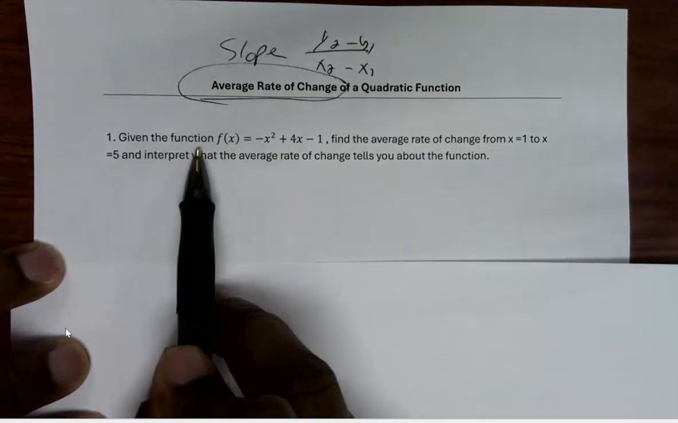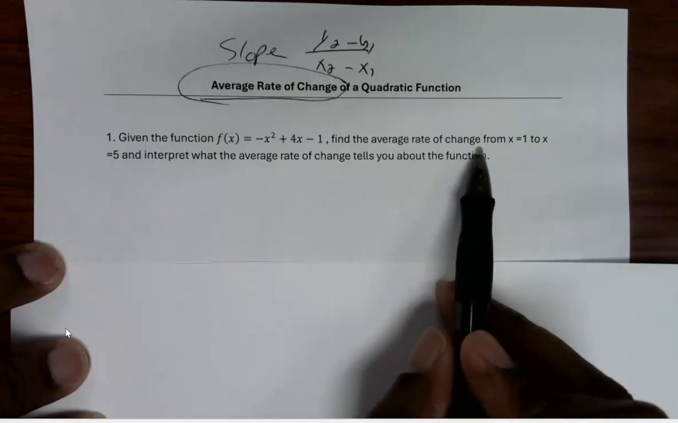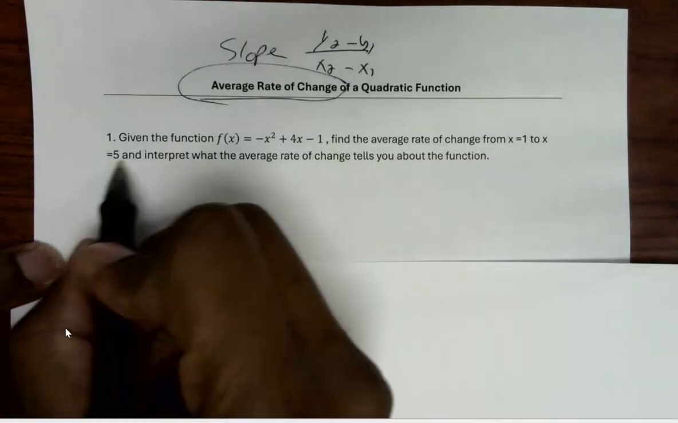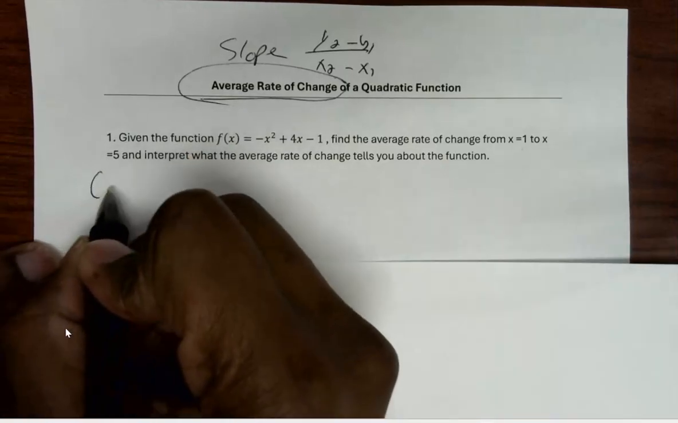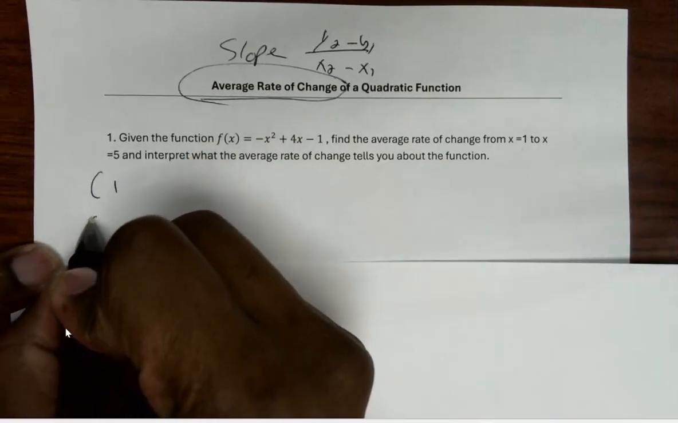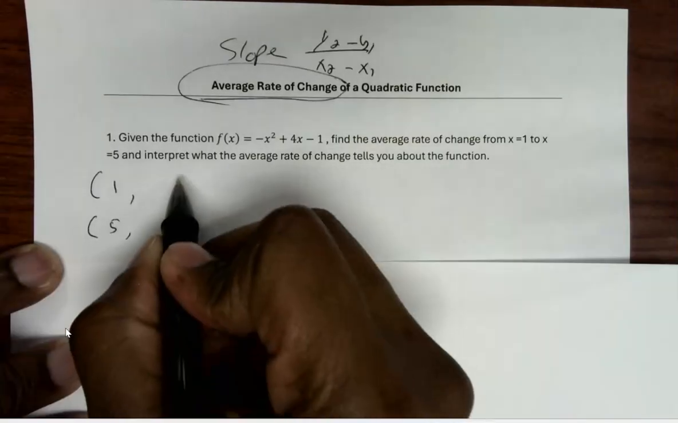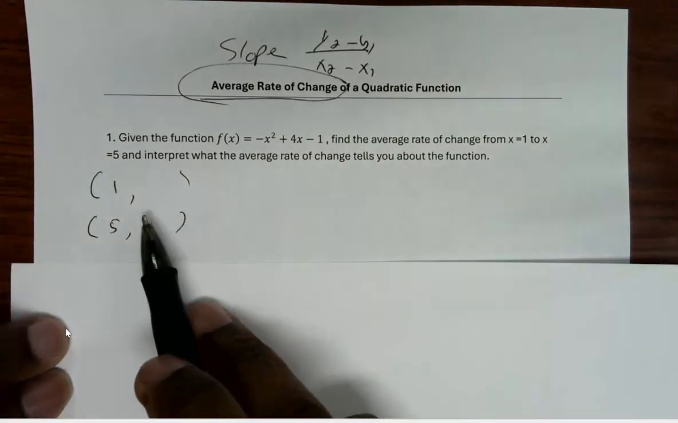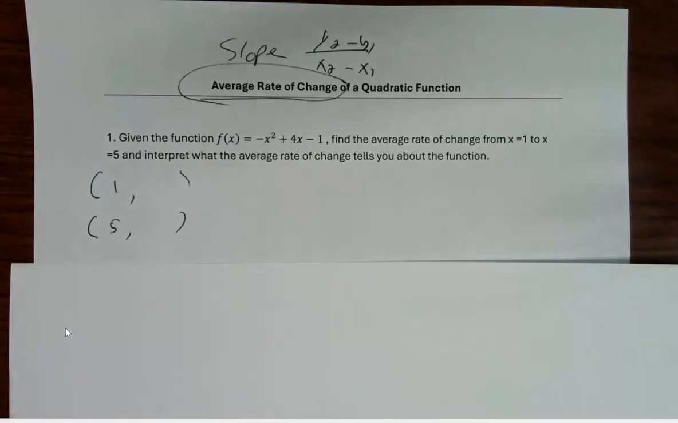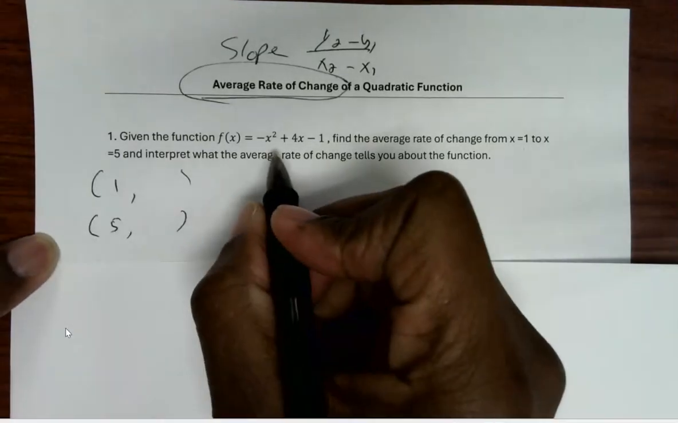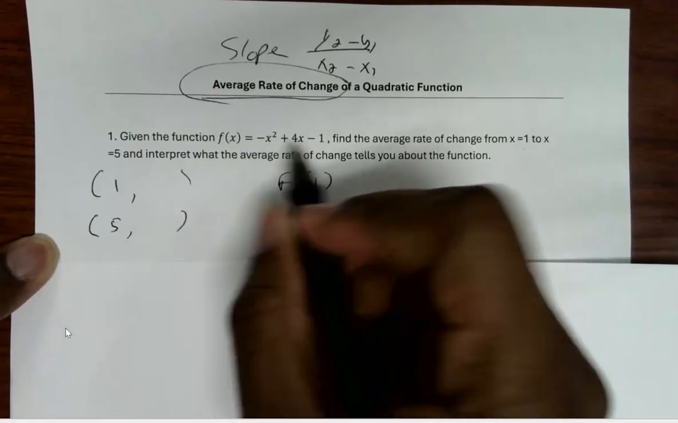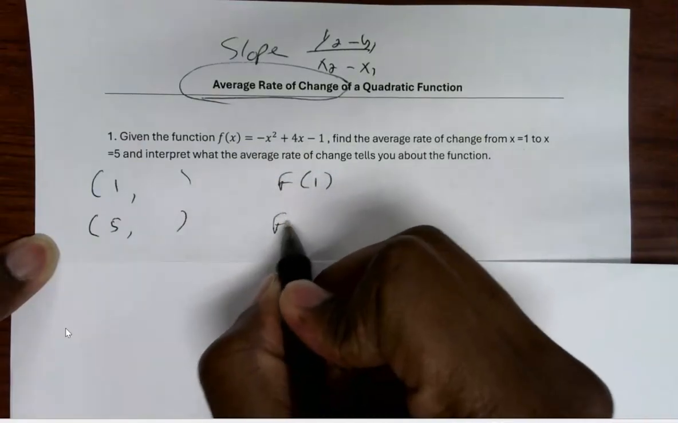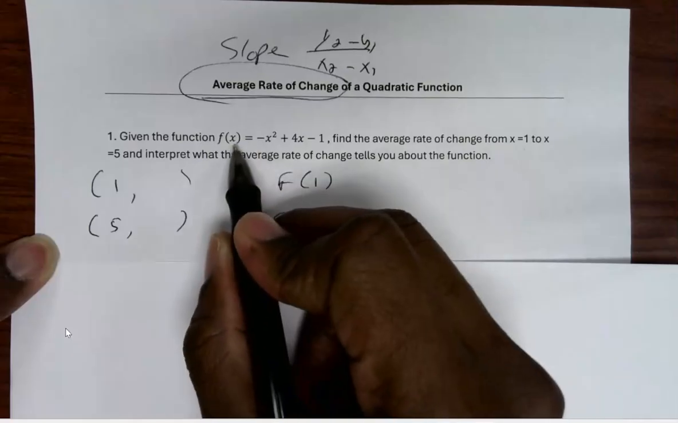It says, given the function here, find the average rate of change from where x is 1 and where x is 5. So you need two ordered pairs. One x value is 1, other x value is 5. You need to figure out the y values that correspond to those x values. So looking at this function, I need to plug in 1 into that function, and I need to plug in 5 into that function.